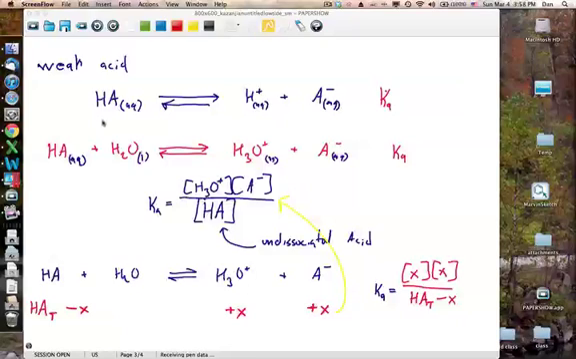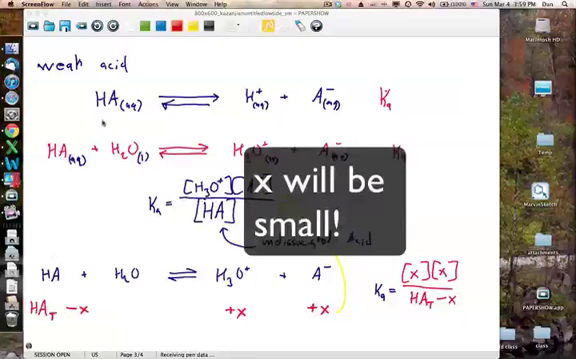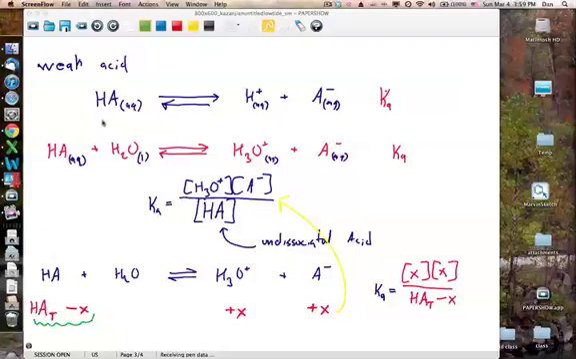But here's the important bit. All right? These are weak acids. What do we know about weak acids? They don't dissociate completely. So we can use our chemical intuition and say, well, they don't dissociate completely. Almost all of the acid remains undissociated. Typical weak acids, only about 1% to 5% dissociation. They don't fall apart in water.